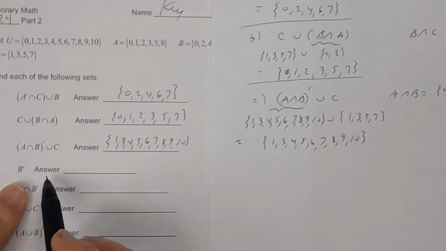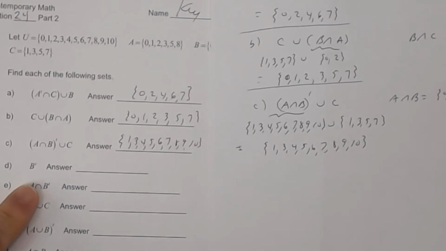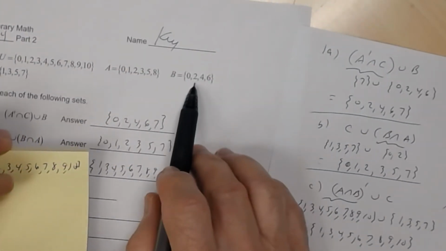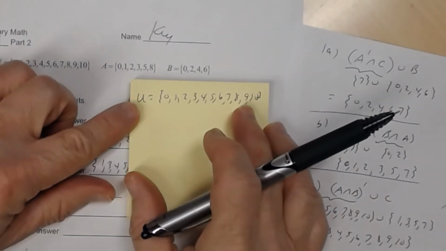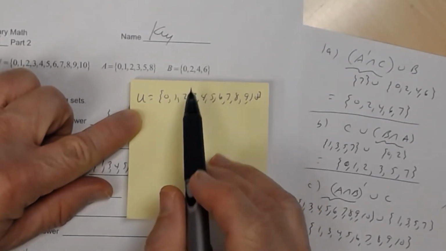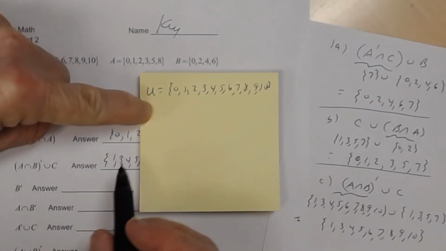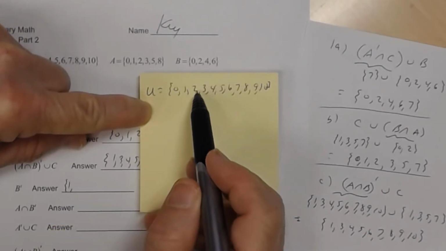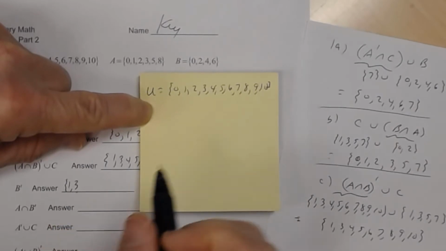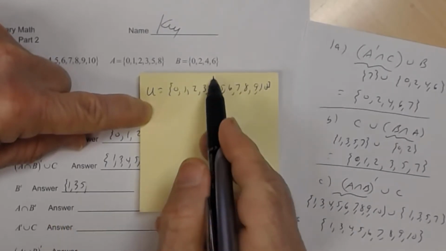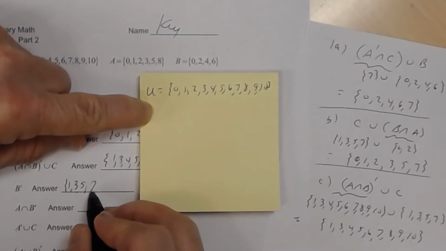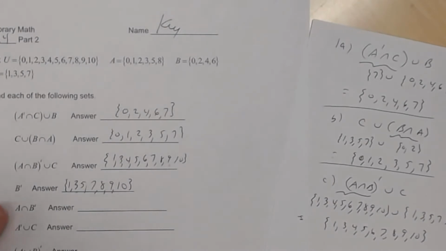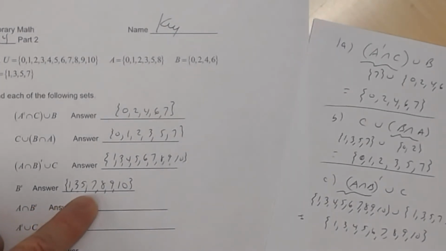All right, D. That one's an easy one. Let's just B complement. Remember, here's B right here. So B complement then would be every element in the universal set, not including those. So when I list it, I'm going to need 1. I don't use 2. I use 3. I use 5. I don't use 6, and then everything else. 7, 8, 9, 10. Okay? So make sure that's right. 1, 3, 5, 7, 8, 9, 10.